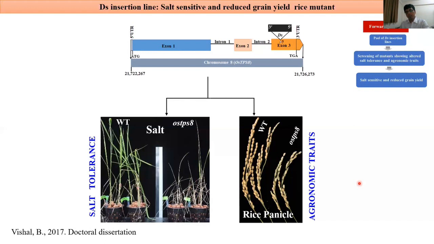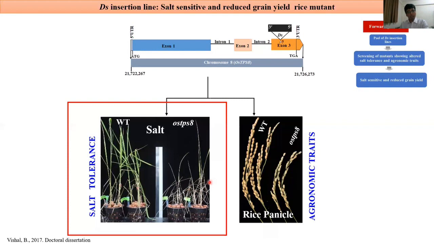And if we see the agronomic trait, the most important agronomic trait is grain yield. So these are the rice panicles. You could see the mutant panicle has a significant reduction in the number of spikelets and grains compared to wild type. So in this talk, I will mostly discuss the salt tolerance aspect of this.